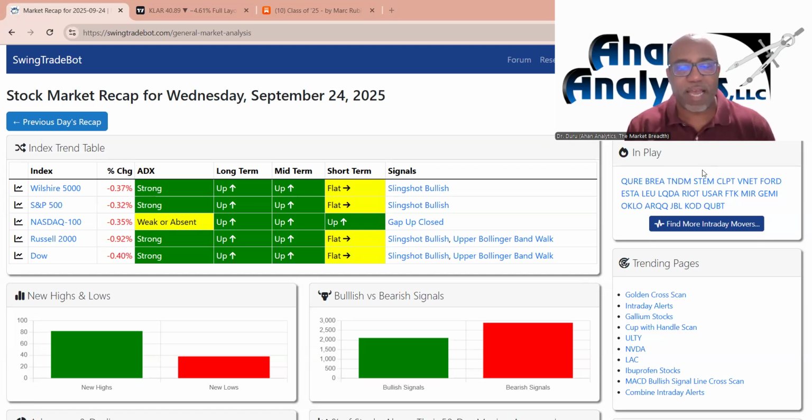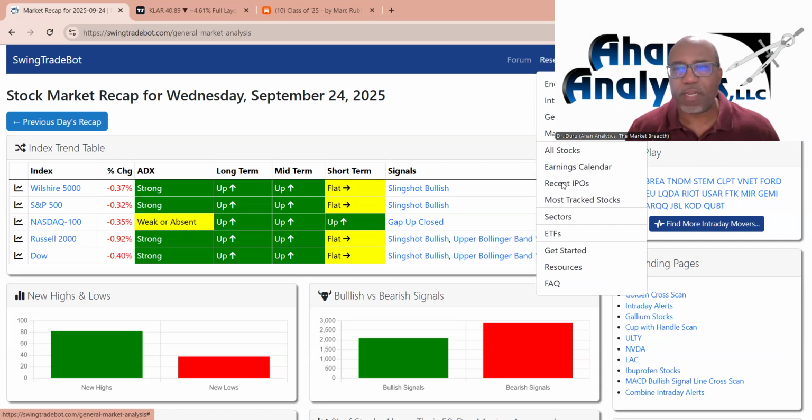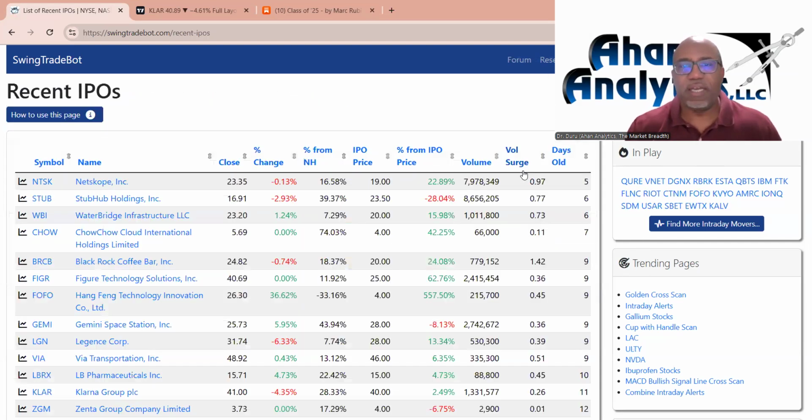Swingtradebot, my favorite stock scanning program, has rolled out a new feature in its IPO scans. All right, let's just dive right in and I'll show it to you. You just click on the menu, go to recent IPOs, and the new feature is they have added the IPO price. I have always wanted to see this because I never want to buy an IPO below its IPO price because that is what we call a broken IPO.